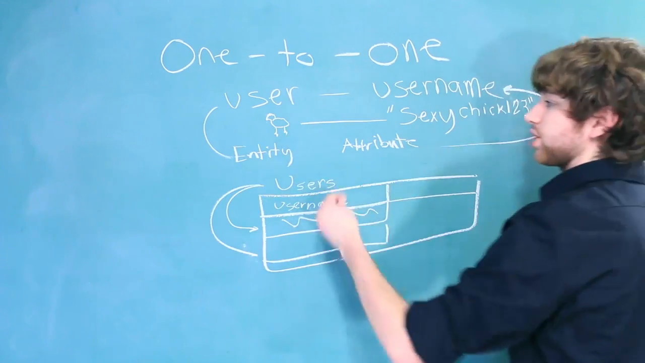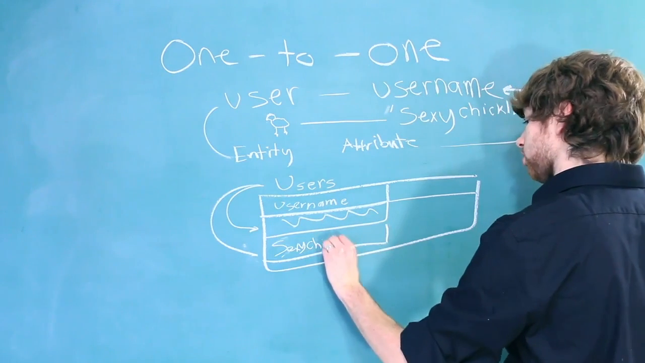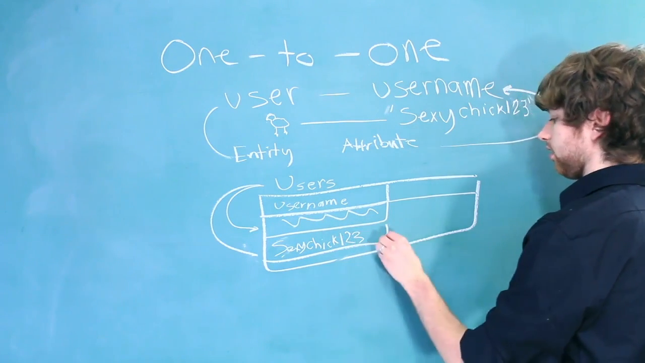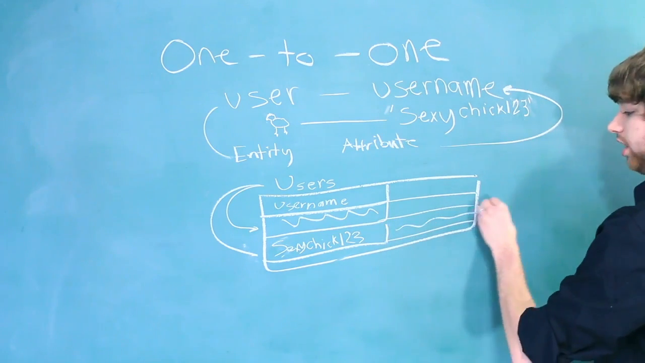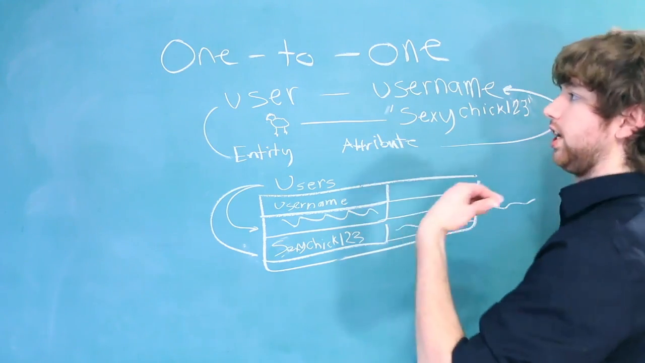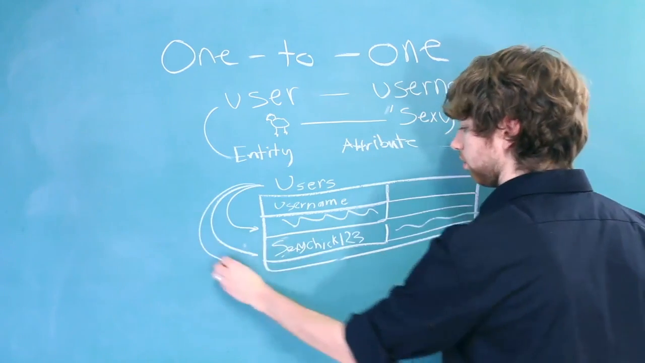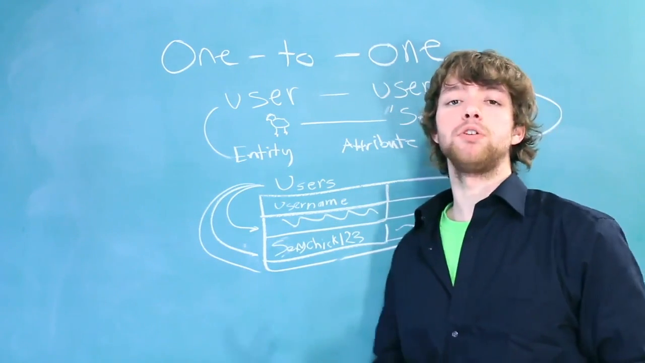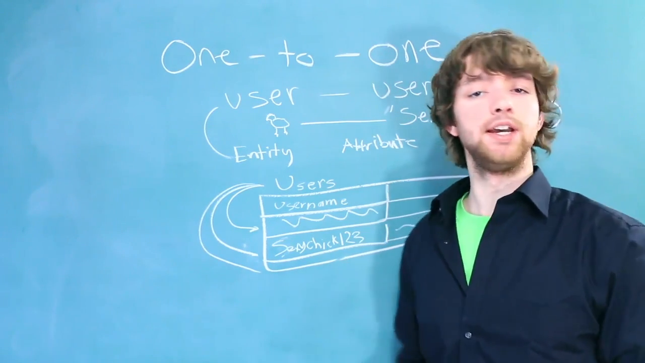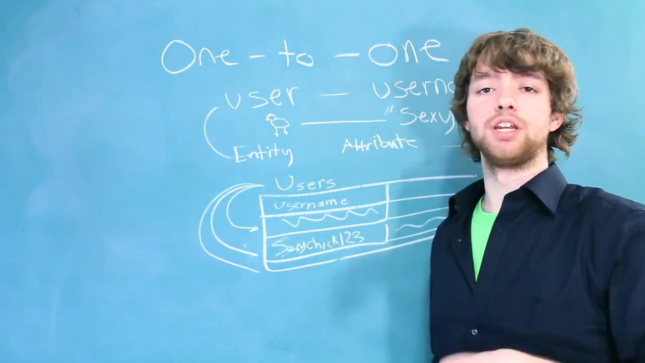So for this situation, we would have sexy chick 1, 2, 3, and then all the other data about sexy chick 1, 2, 3 can go over here, and a new user would be a new row with only one username. Now there is one other way you can store a one-to-one relationship if you want, and that's to break something off into a new table.